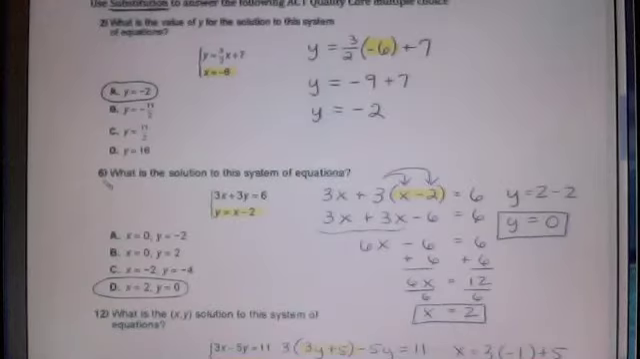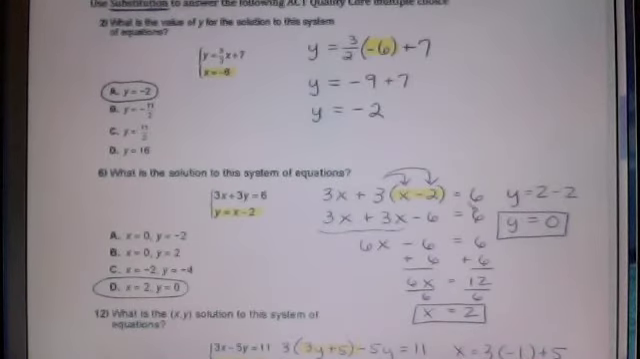The next one, which is numbered number 6, says what's the solution to this system of equations? Your first equation, 3x plus 3y equals 6, that's written in standard form. Your second equation is currently solved for y equals x minus 2. So we can substitute the x minus 2 in the place of y in the first equation. So that's what I've done here. You recopy the 3x plus 3, in parentheses place the x minus 2 equals 6.